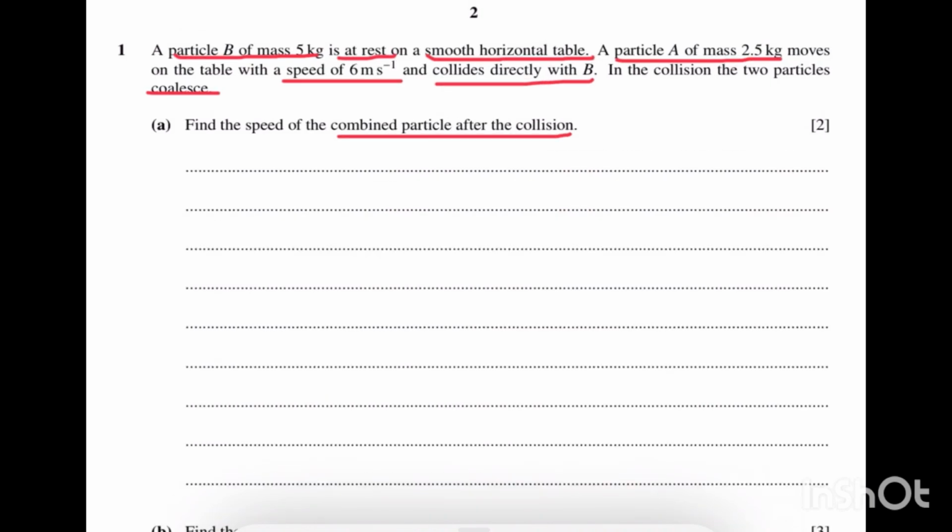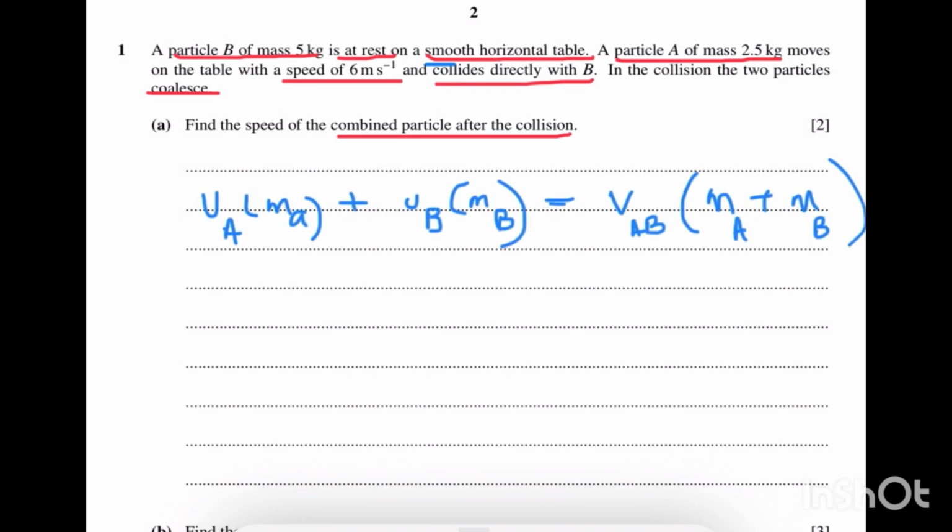So this is directly a question of the conservation of momentum. Since we have two particles, there is no friction since there is a smooth horizontal table. There are two particles and we are to find the speed after collision. So first let's write the formula in terms of this question. Here I have written the formula for the conservation of momentum, where u is the initial velocity and m is the mass, and AB is the combined particle.